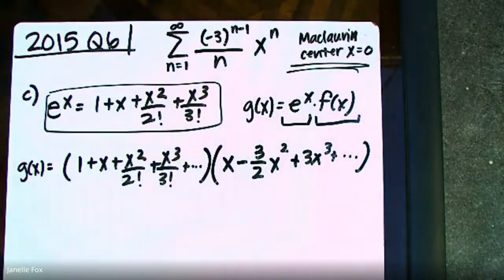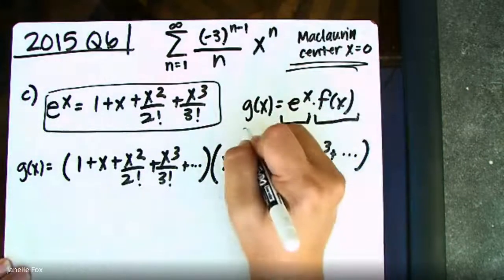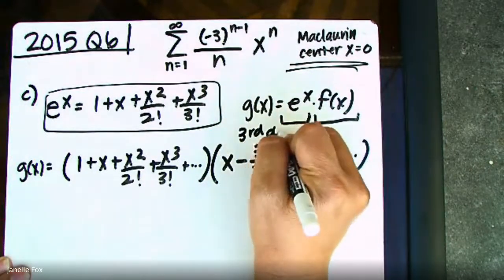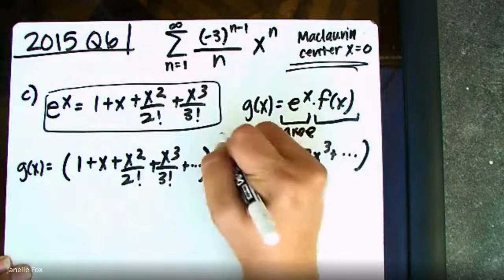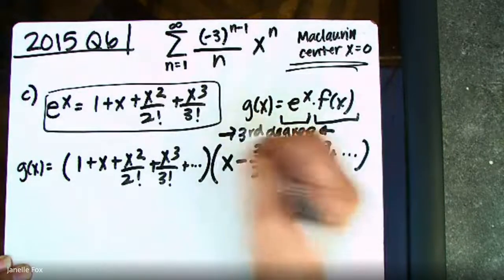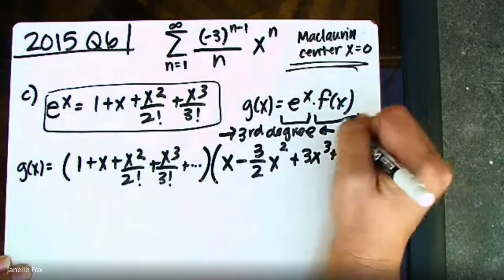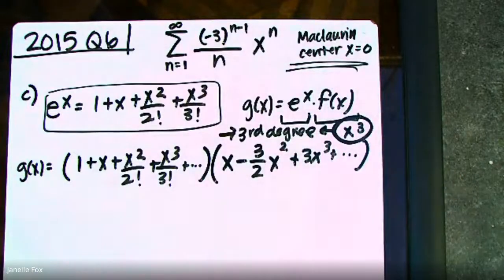The question is specifically asking me to find, let me read it, use this to write the third degree polynomial. So the third degree means that I need to do everything up to the x cubed. Once I get the x cubed, then I can stop. This is going to be one ginormous distributing question. Where's some colored markers? Here we go.